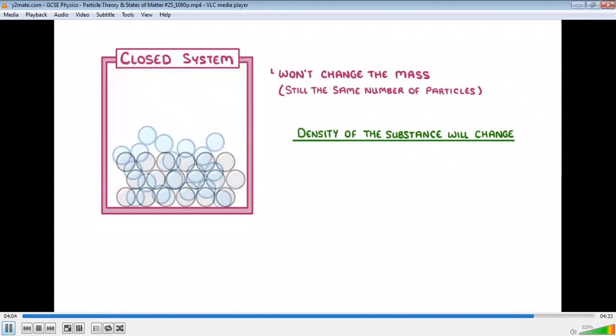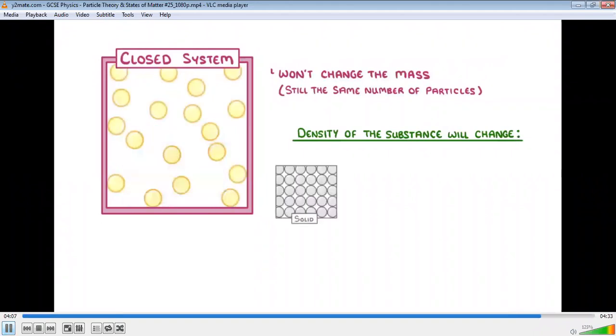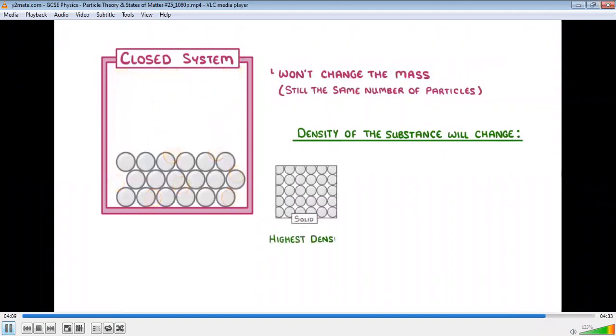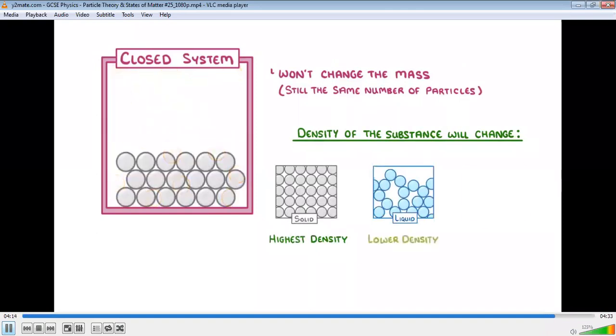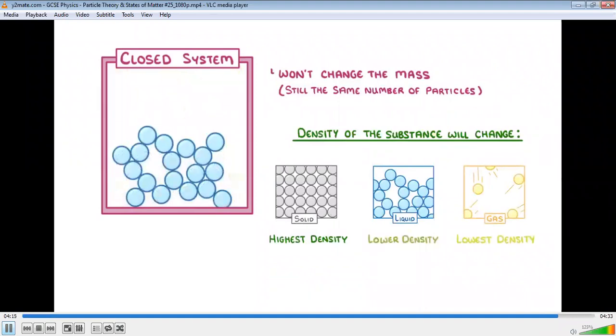However, the density of the substance will change, with solids having the highest density, liquids having slightly lower density, and gases having the lowest density of all three.